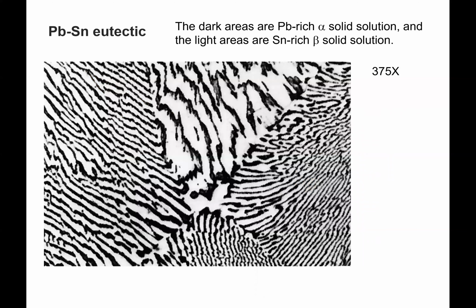So here's a picture of a lead tin eutectic. This is one that's at 61.9 weight% tin, right? And then the remainder is lead. And you can see the layering in this alloy. If you were to etch away one of these phases, the light or the dark, then you could see the fact that these are sheets or layers that are in the material.